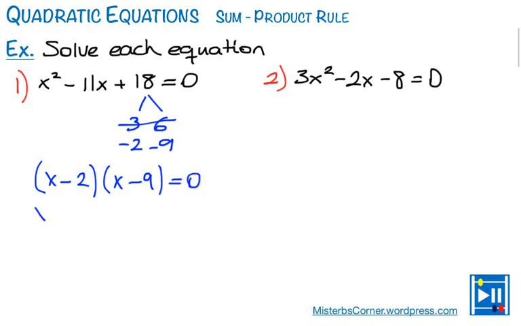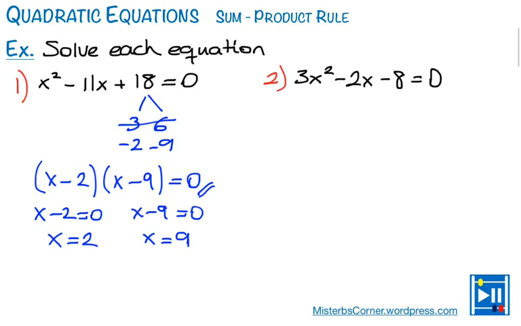So you can write down x minus 2 is 0 or x minus 9 is 0, because at least one of them must be 0 so that you get a 0 here, right? So x will be 2 or 9. So this is how we solve such quadratic equations.